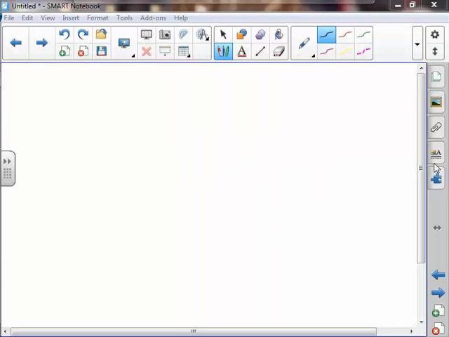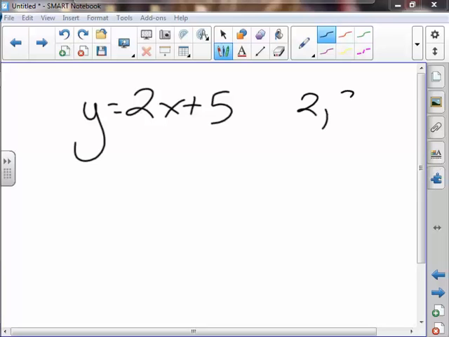Hello. All right, so today we're doing parallel and perpendicular lines. Y is equal to 2x plus 5. Is everybody cool with that? Yes. Now we're finding a parallel line and a perpendicular line that actually runs through a specific point. And that point is (2, 3). So far, are we okay with this?